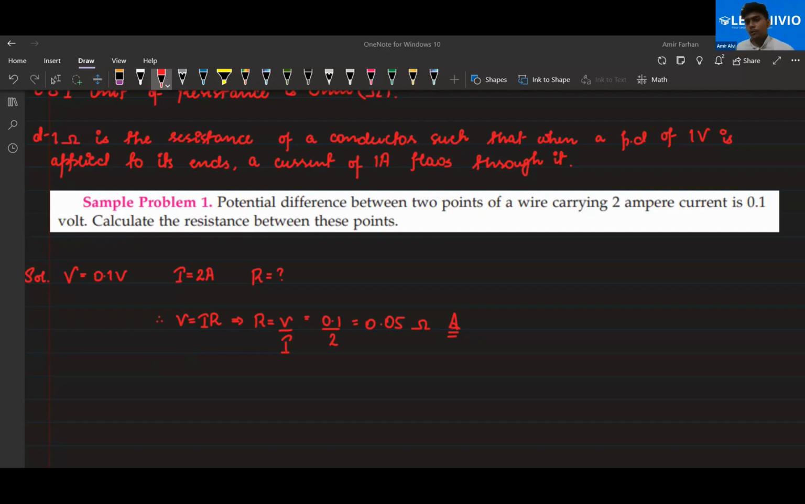Okay. So now we have completed the basics of Ohm's law. In the coming class, we will be doing numericals based on Ohm's law, and we'll be starting the factors affecting the resistance. Clear, everyone?